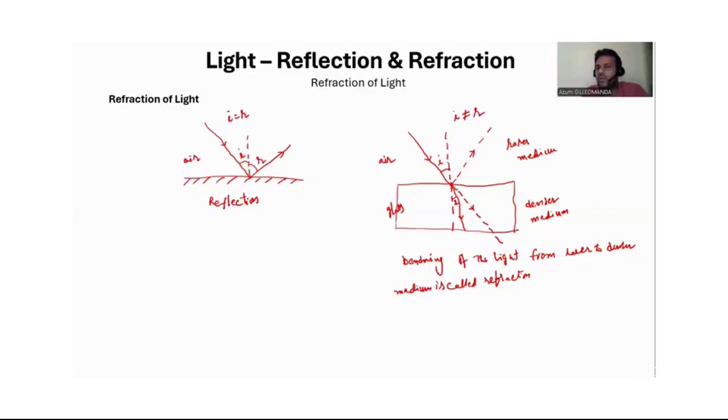Okay. Because it is a denser medium, the light speed gets reduced. So it bends towards the normal, to that plane. When it bends towards the normal, then I is not equal to R. Okay. So that is reflection and refraction.